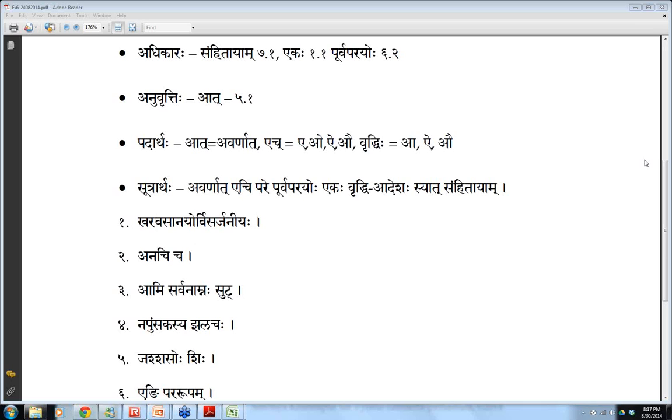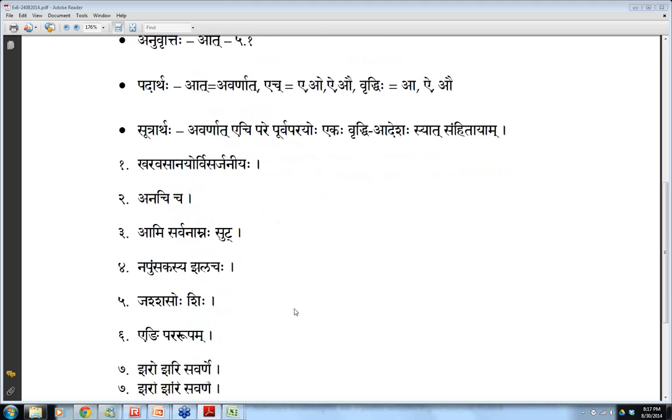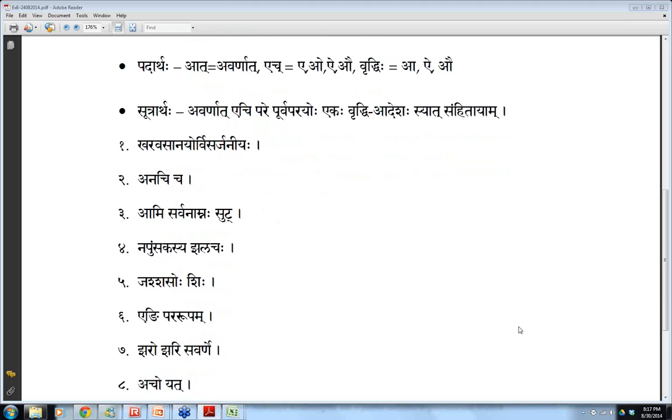Divi Sharma. नपुंसकस्य झलचः. 7-1-72. पदच्छेदः: नपुंसकस्य षष्ठी एकवचन, झलचः षष्ठी एकवचन. अधिकारः: अङ्गस्य. अनुवृत्तिः: नुम्, सर्वनामस्थाने. पदार्थः: नपुंसकस्य अङ्गात् झलचः सर्वनामस्थाने नुम्. सूत्रार्थः: नपुंसकस्य अङ्गात् झलन्तस्य अजन्तस्य च सर्वनामस्थाने परतो नुम् स्यात्.